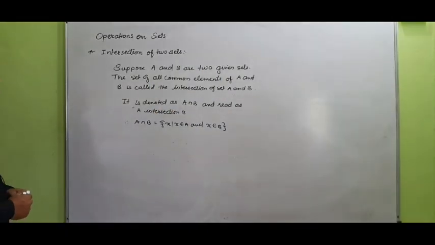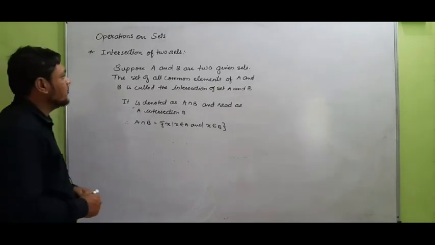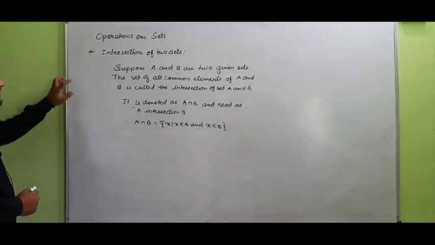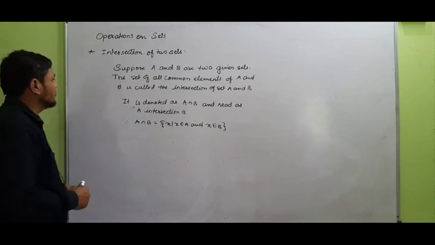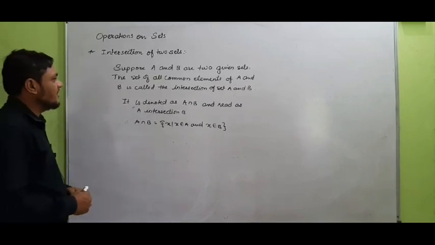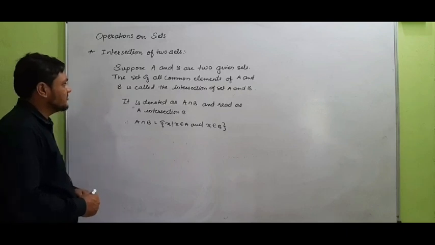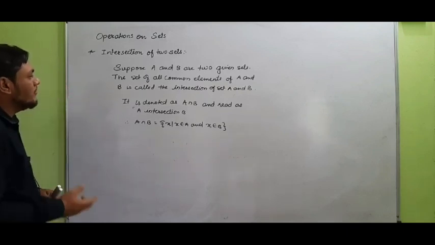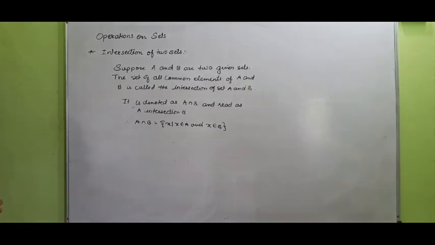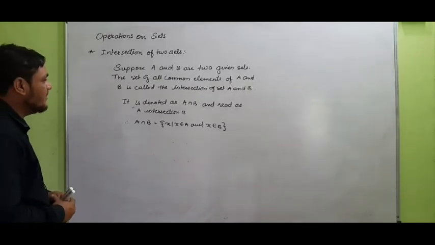So students, first of all, we will discuss the intersection of two sets. This is the definition of the intersection of two sets. We will study this topic in detail. Suppose there are two sets given to us, A and B. Then the set of all common elements of A and B is called the intersection of A and B.